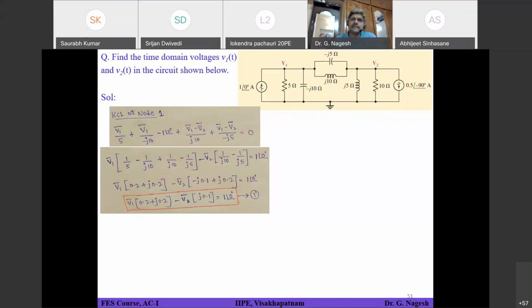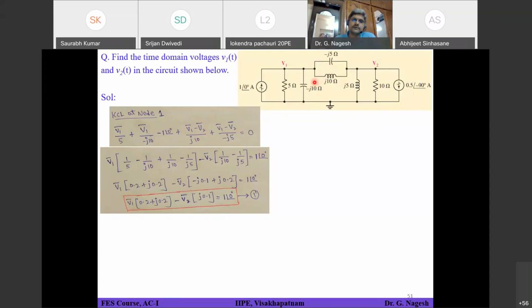So let's see that. First three are correct, right? Yes, sir. So for the fourth term, let's see what is the current flowing through this plus J10 ohms. What will be the current leaving? V1 minus V2 divided by the impedance you have to write. So V1 minus V2 divided by plus J10 ohms will be the current flowing through this J10 ohms inductance. V1 minus V2 divided by Z you have to put here. So Z is J10 here.